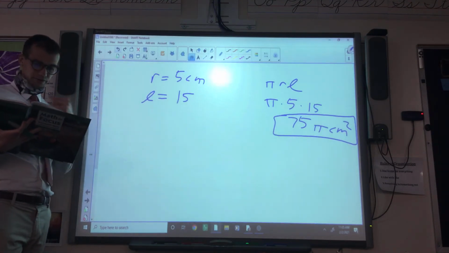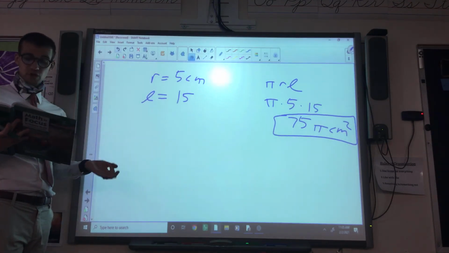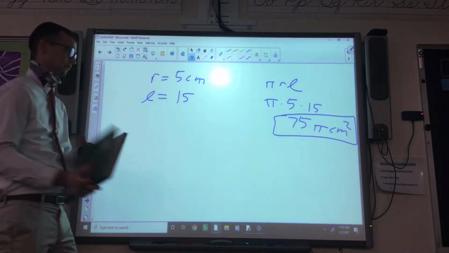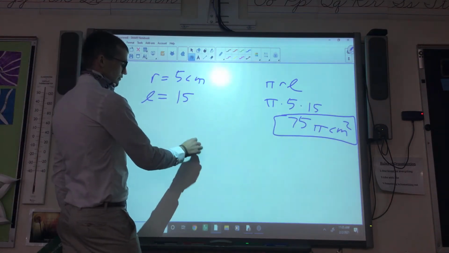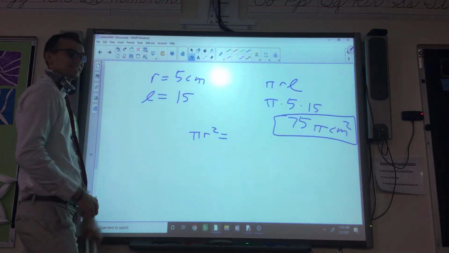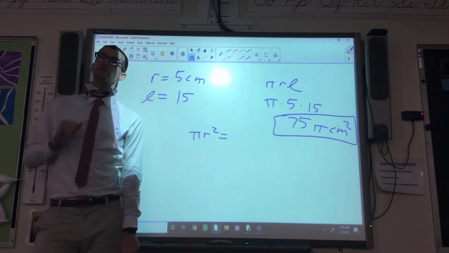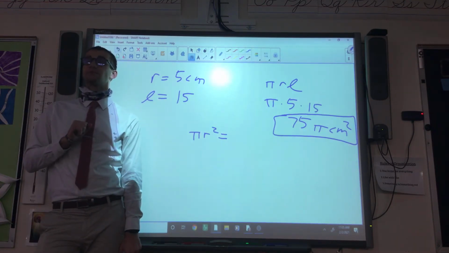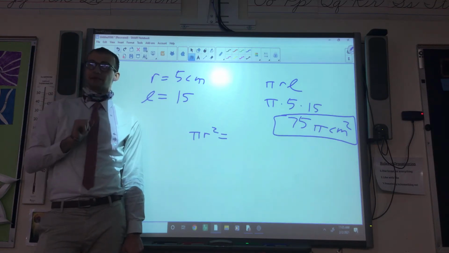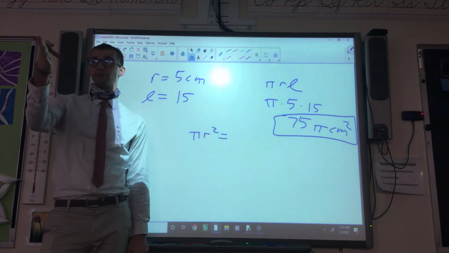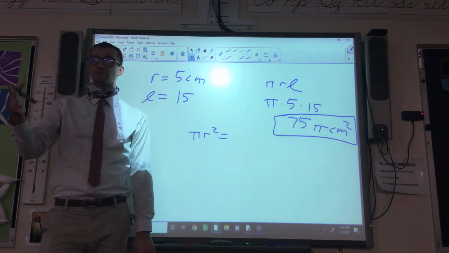Then bottom part, it says, what's the total surface area of the cone? Find both the exact value and the approximate value. Use 3.14 for this one. So now we need to find pi r squared. It says find exact and approximate. Which one do you think we want to find first? Exact or approximate? Yeah, exact. Why do we want to find exact first? Well, it's because everything's in terms of pi already.